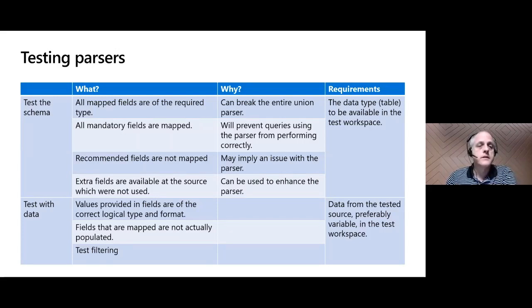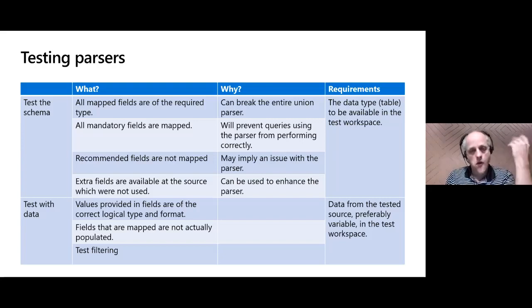That's why we created a tester that will test for each parser that it has exactly the right field types to prevent that. We also want to know that all mandatory fields are there. If you don't have mandatory fields, it means that some analytics will not work well. We do want to recommend and give warnings on fields that are not recommended, fields that are not mapped. And we do want to show you also extra fields that you may want to consider adding, but that's informational in nature. To test that, you only need the table to exist.